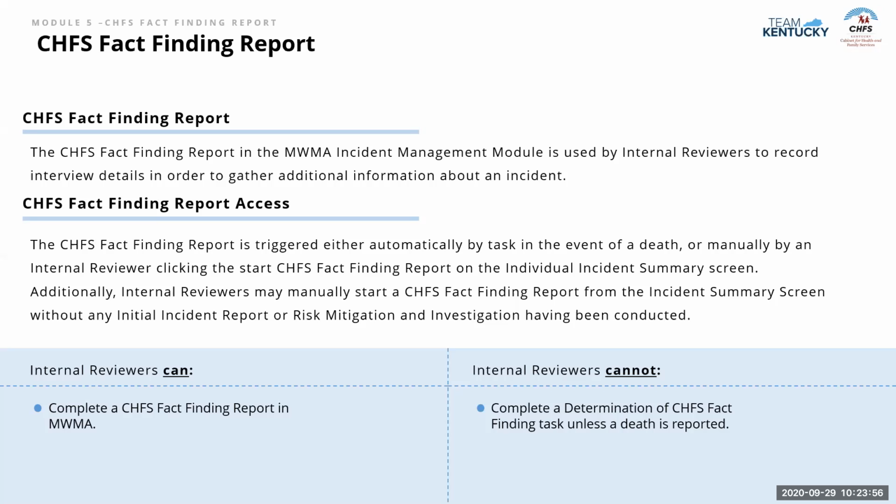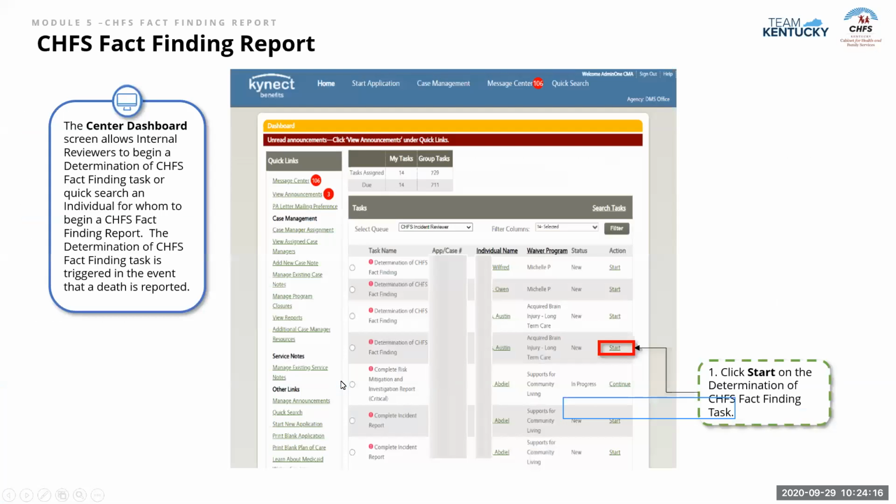The determination of CHFS fact-finding task, that is the task that is generated on your dashboard in the event of a death, right? However, if you're starting it manually, it will show on the individual incident summary screen as the Start CHFS fact-finding report. So what we're going to look at next on our next screen is the dashboard, and we'll show you what that task looks like, again, in the event that a death was reported.